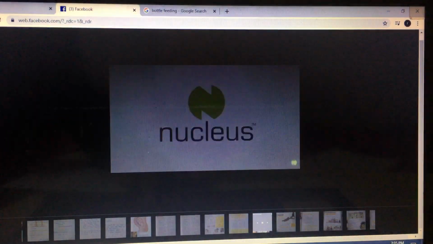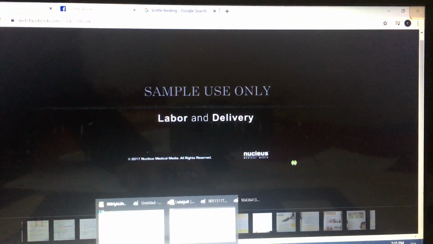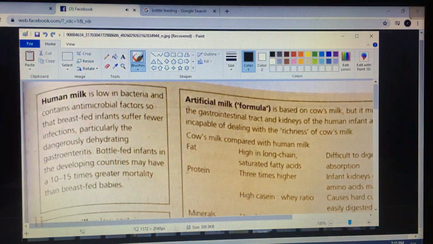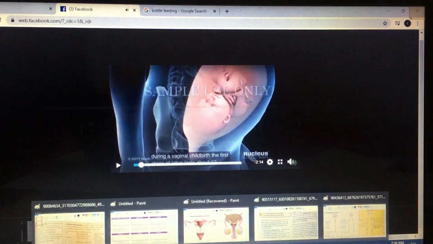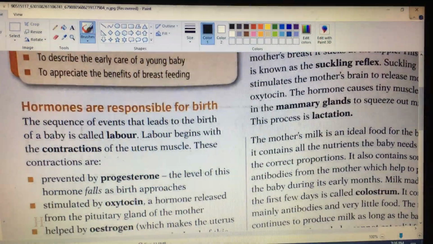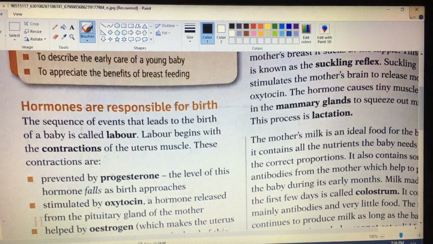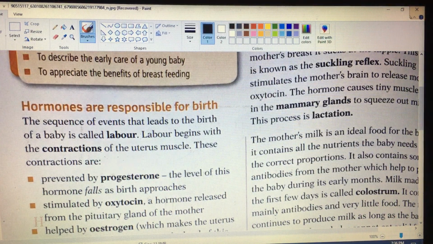Okay, so during a vaginal childbirth, the first stage of labor lasts about 12 hours. So, when you hear anybody say breaking the waters, you have to know that the amniotic membrane was broken and the amniotic fluid was released. So the question was, how do contractions affect the amniotic membrane and cervix?